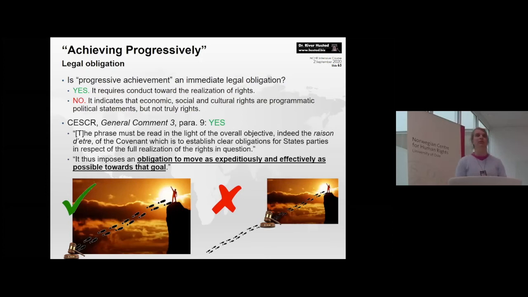Indeed, the raison d'être, terrible French, sorry, of the covenant, which is to establish clear obligations for state parties in respect to the full realization of the rights in question. It thus imposes an obligation to move as expeditiously and effectively as possible toward the goal. So the legal obligation, I have the little steps there, taking steps, the legal obligation begins from day one of being a state party to move toward the goal of full realization of rights. So it's not a matter of we're going to take some steps, we're going to eventually get to a legal obligation. No, the legal obligation starts from the very beginning.